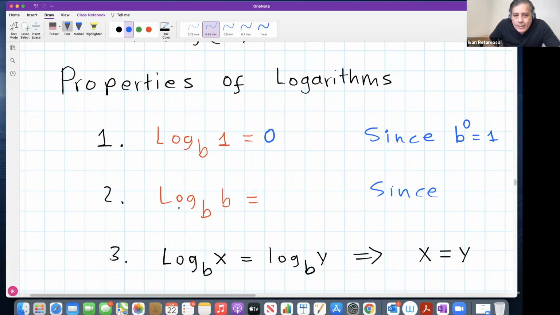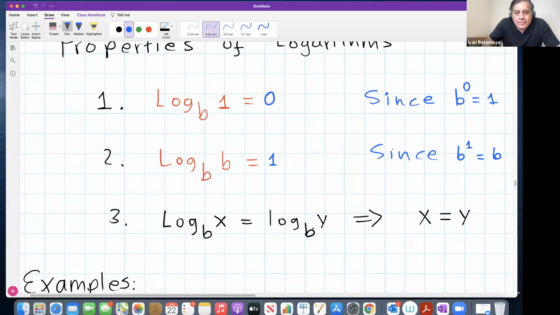Next, what if you take the log base b of itself, b? What should be this result? Anybody would guess what should be that? Aha. Jing Jing. Excellent, excellent, right? It is known that if we raise b to the exponent 1, we get b itself, right? So based on this, remember the exponent is the log, right? So 1, right?